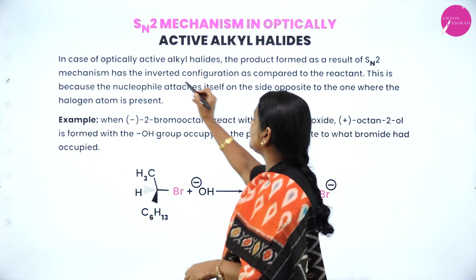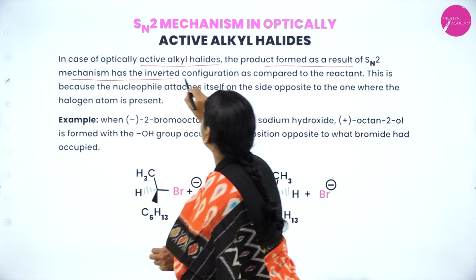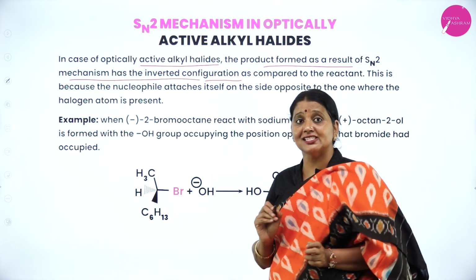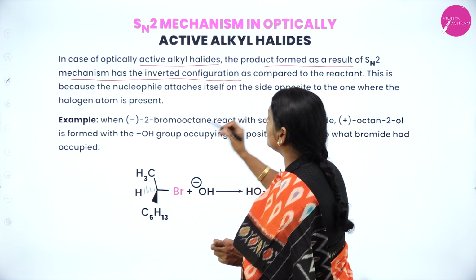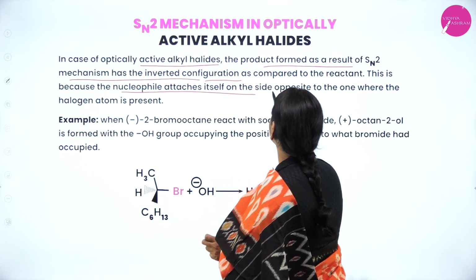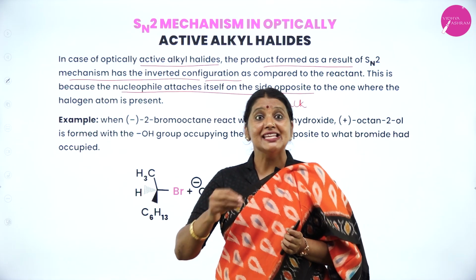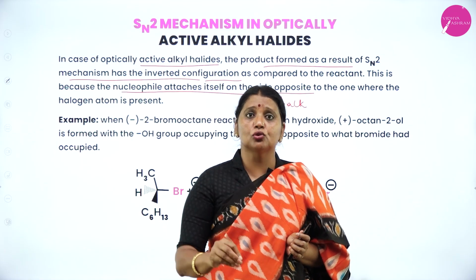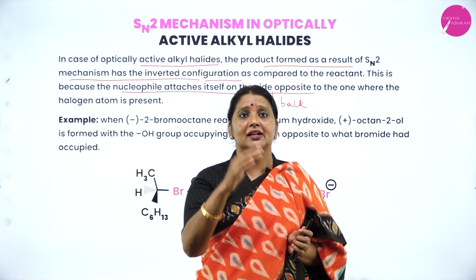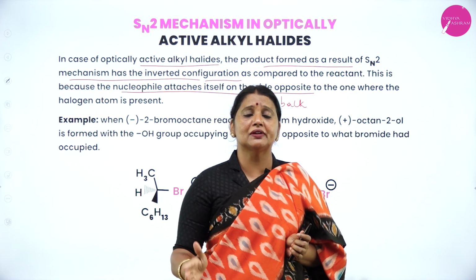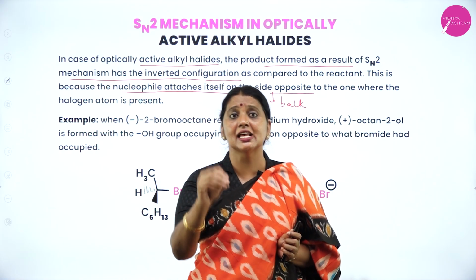Racemization. But in case of optically active alkyl halide, the product formed as a result of SN2 mechanism has the inverted configuration. Why does it have inverted configuration? Because the nucleophile attacks from the opposite side or from the back side. In SN1 mechanism, the attack of nucleophile takes place from both sides, front side as well as what? Back side. Therefore, 50% of D isomer and 50% of L isomer is formed. Therefore, SN1 mechanism leads to racemization.